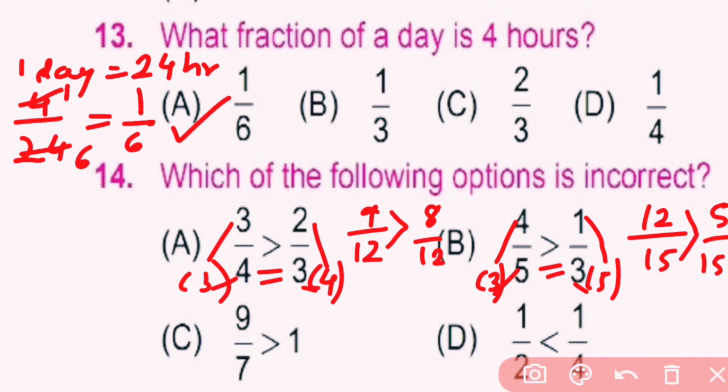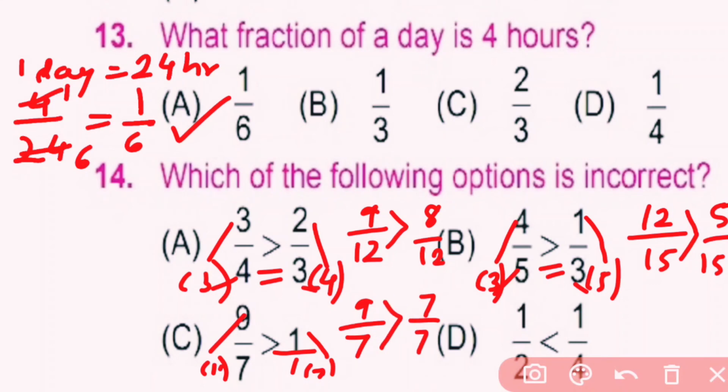Now option C, here denominator is 1 and 7, and their LCM is 7. So here we multiply by 1 and here by 7. So here 9 1s are 9 and 1 into 7 is 7. And here 1 into 7 is 7 and 1 into 7 is 7. Here also 9 by 7 is greater than 7 by 7.